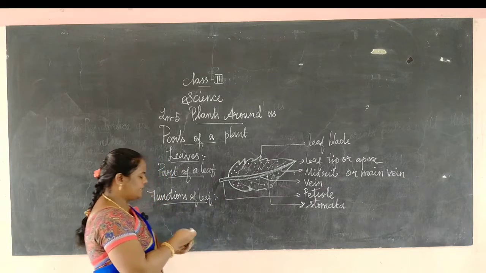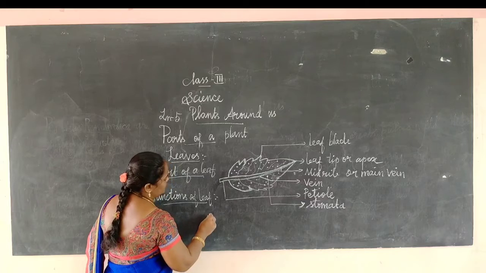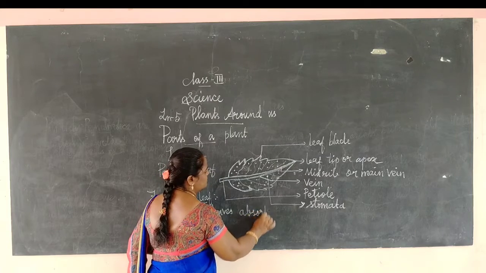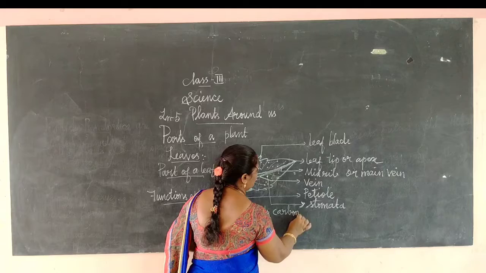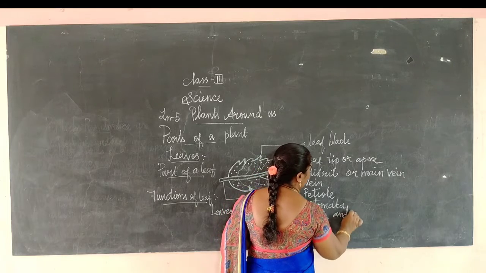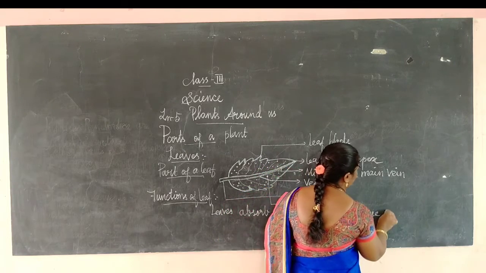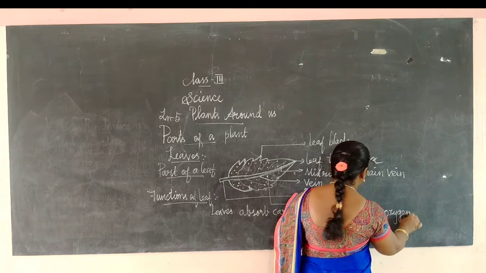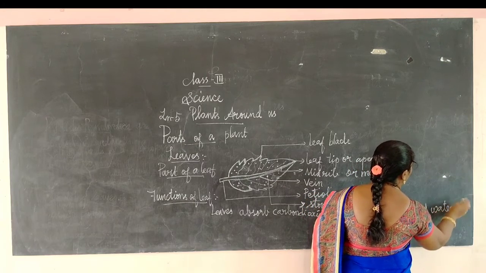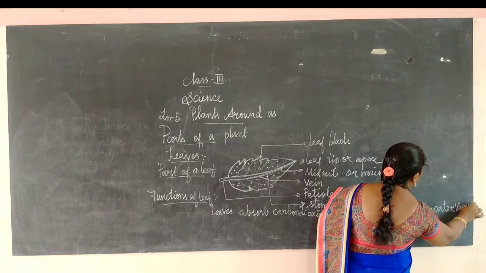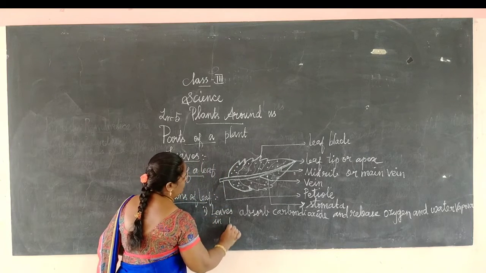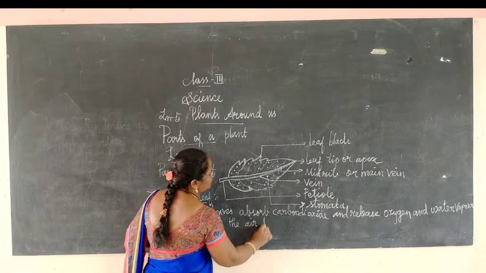So the first point: leaves absorb carbon dioxide and release oxygen and water vapor in the air through stomata.